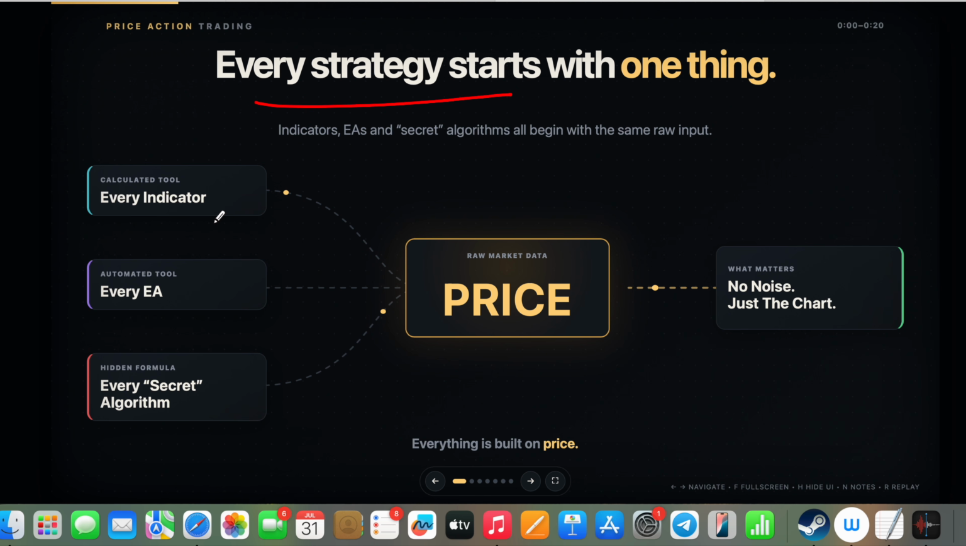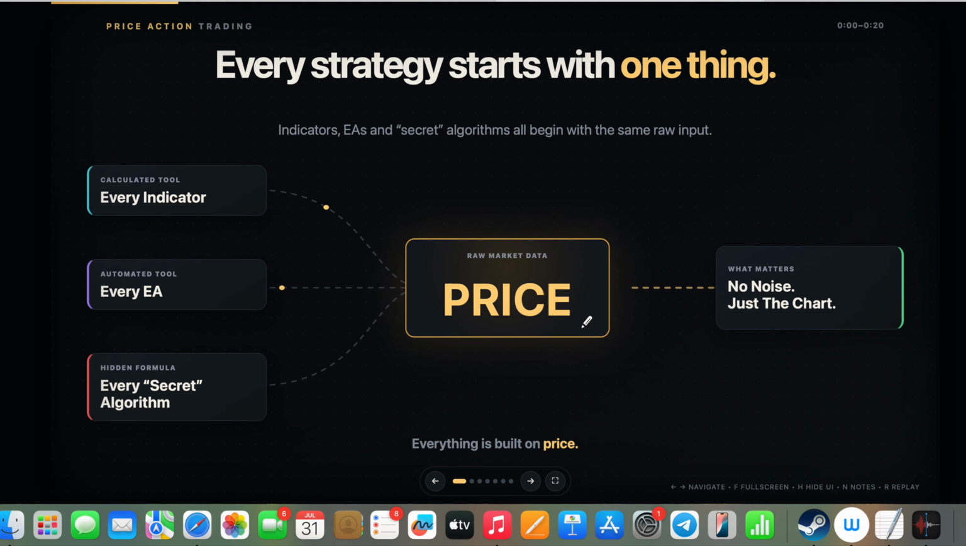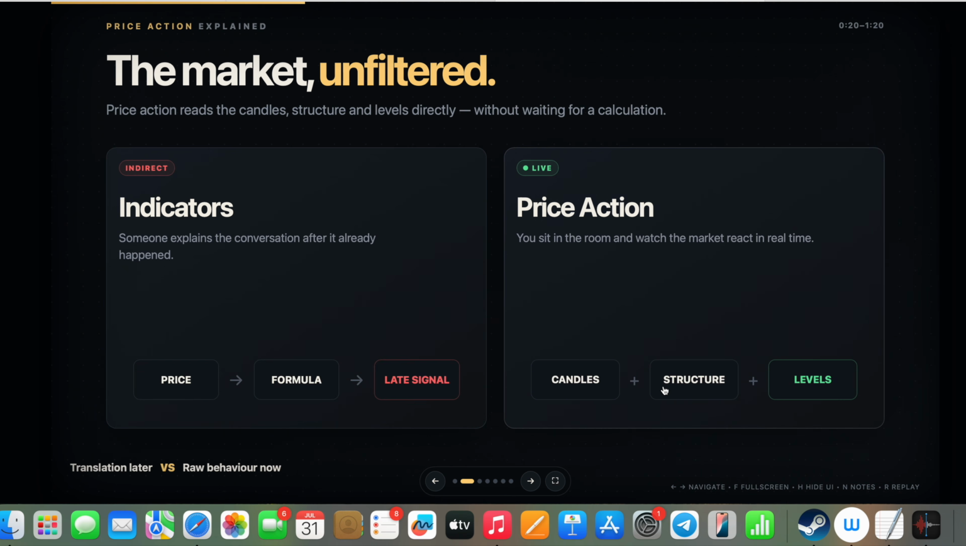Every trading strategy you have ever seen, every indicator, every EA, every secret algorithm, all of it starts with one single thing: price. In the next few minutes, I am going to show you a practical framework traders use to read a chart with nothing but candles. No indicators, no noise, just price, showing us what buyers and sellers are doing and where the market may react next.